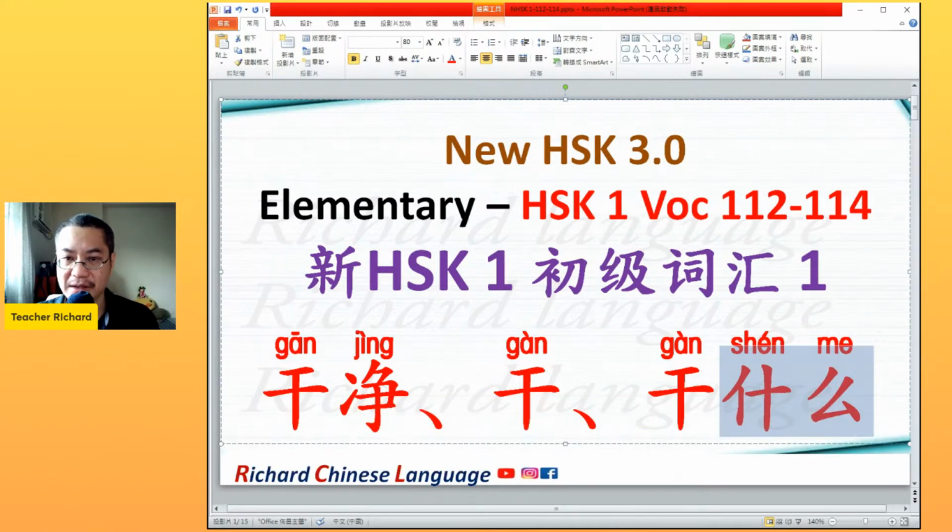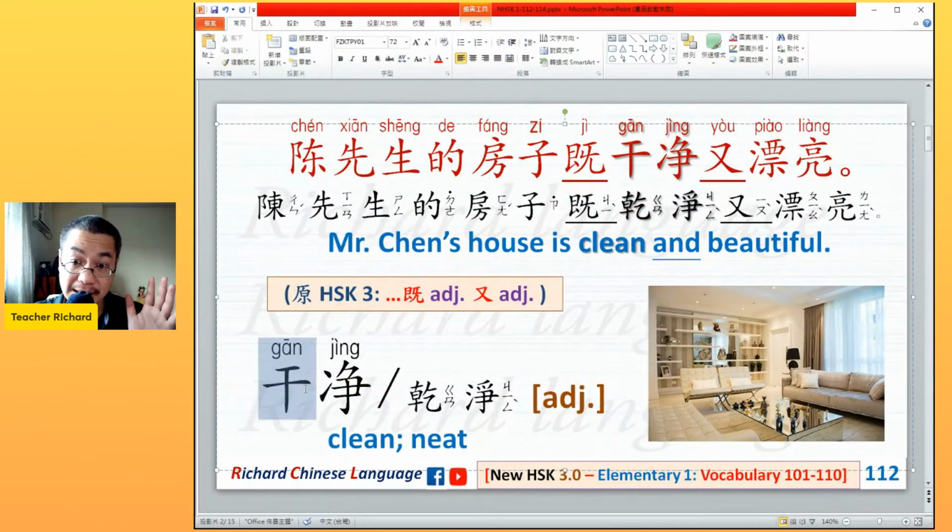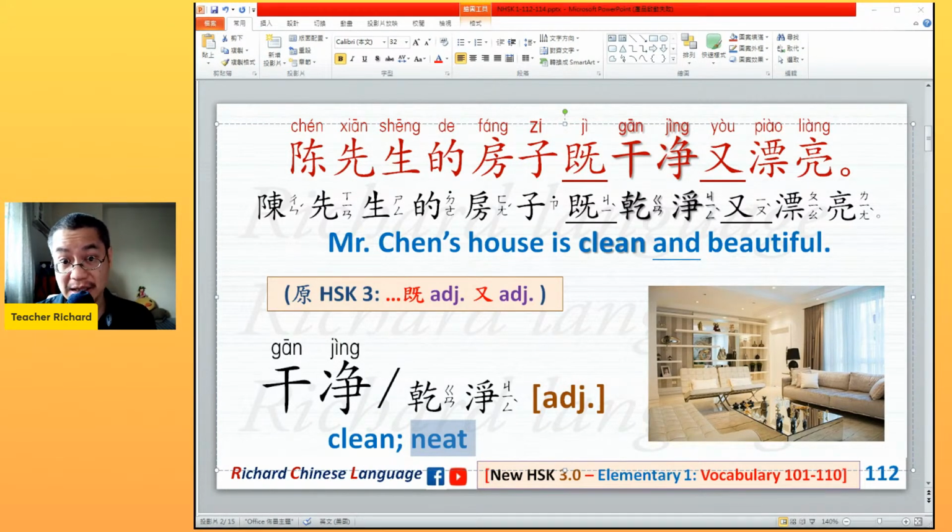So now let's talk about the first Chinese term, 干净. And my students, this term is very important, very basic for you to learn. You have to know this term, 干净. What is 干净? 干净 means clean, tidy, neat. Like you can use 干净 to describe a person. 他是一个干净的人. It means he likes to be neat.